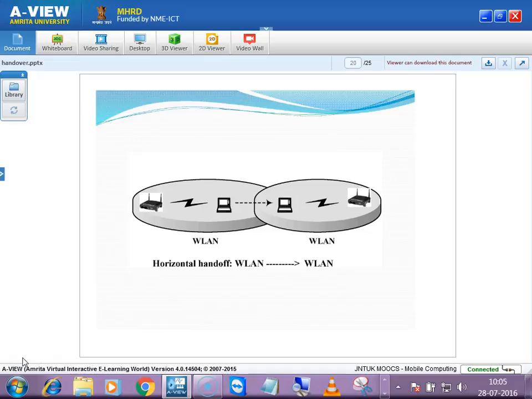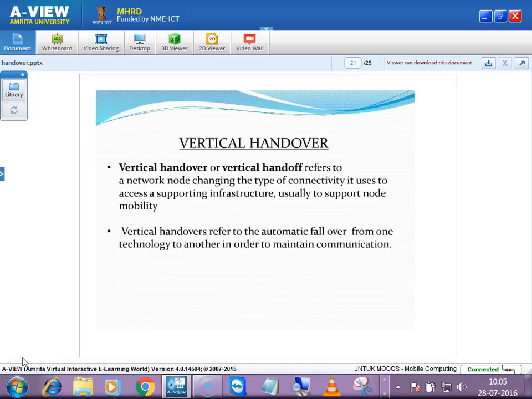Same thing: same network, but different cells, maybe adjacent cells. So it is getting handed off from one cell to the other cell. Then it is called horizontal handoff. Suppose instead of WLAN you have GSM, and in tower B you have, say, UMTS. Then it is called vertical handoff.